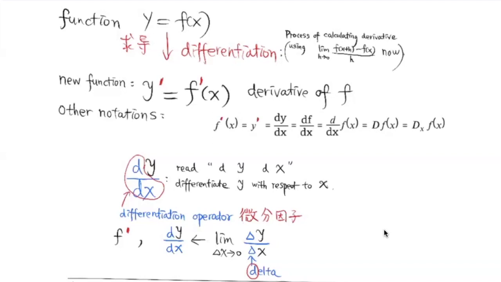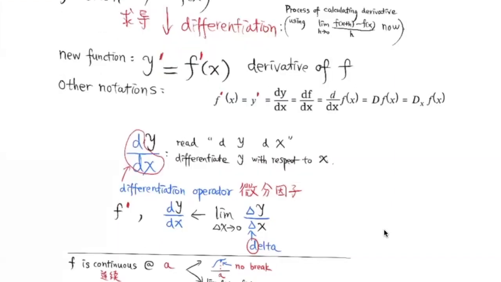We know that a function y equal to f of x, when we differentiate it, we get f prime of x. That's called the derivative of this function f, which is a new function derived from this function f. So y prime is equal to f prime of x. This process of calculating the derivative using the limit of this quotient is called differentiation.